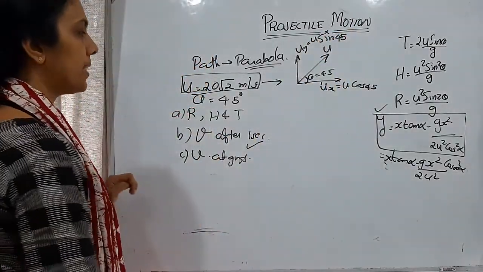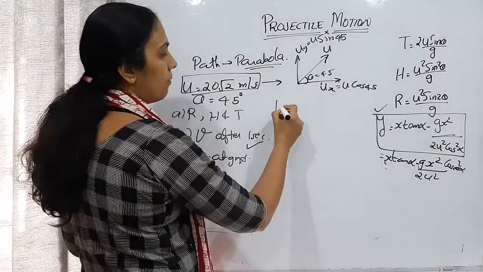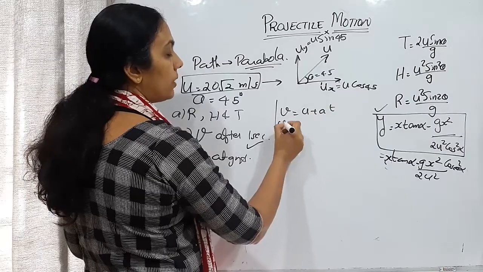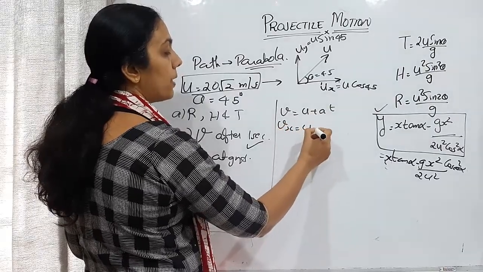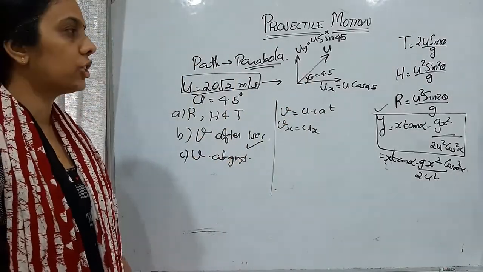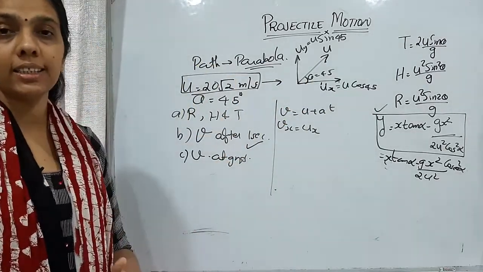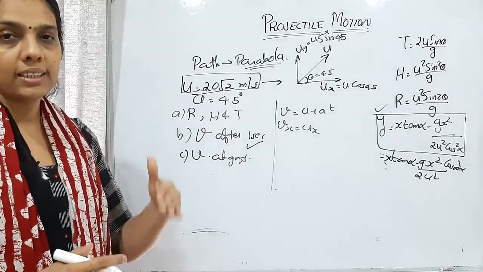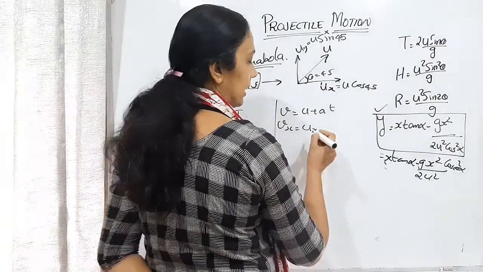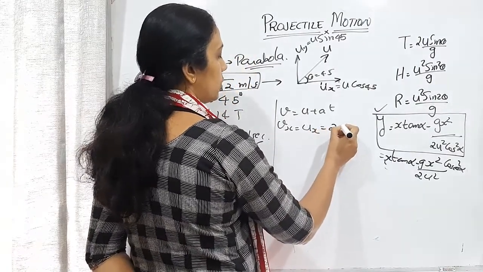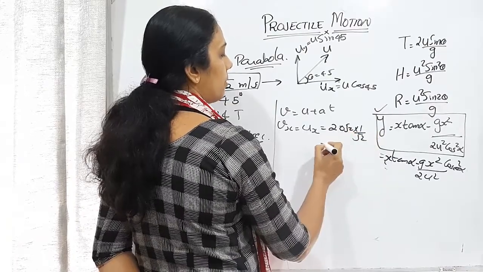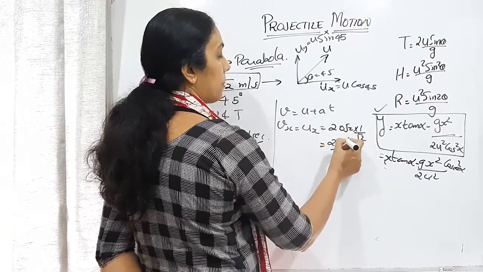For velocity after 1 second, we can write v equals u plus at. First, we need to find vx equals ux plus ax into t. Along the horizontal x direction, is acceleration present? No. Acceleration is present only in the vertical direction. Therefore, acceleration is equal to 0. So that will be 20 root 2 into cos 45, which is 1 by root 2. We will get 20 i cap.